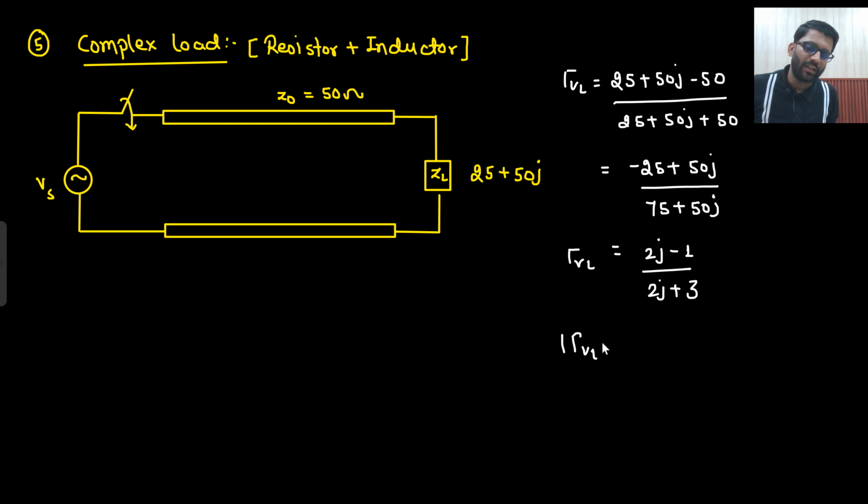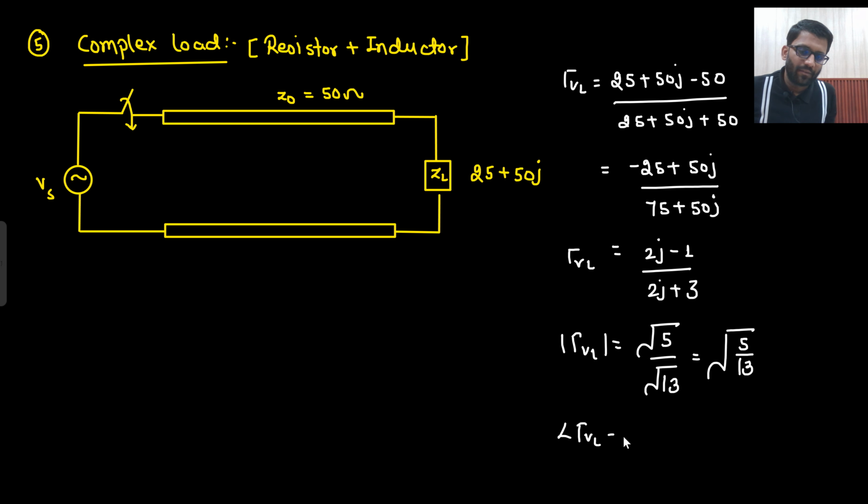So the mod of gamma VL is equal to under root 5 divided by under root 13. 4 plus 1 is 5, 9 plus 4 is 13. Okay, so we are getting under root 5 by 13. Let it be. And if you write down the angle, for that I guess I will need the calculator.